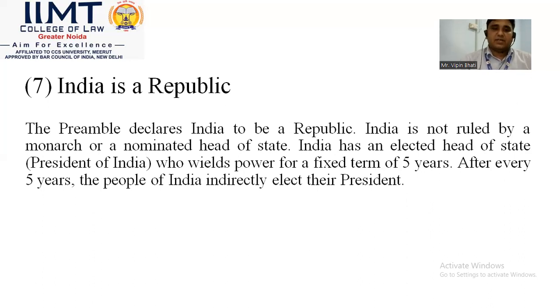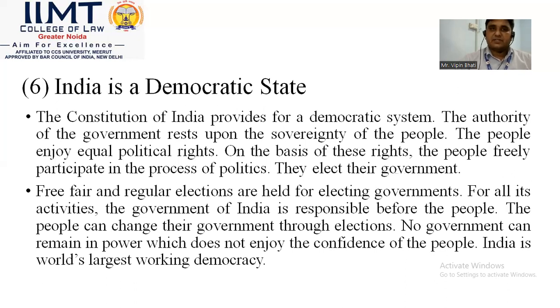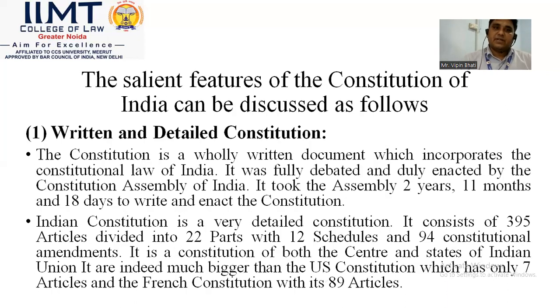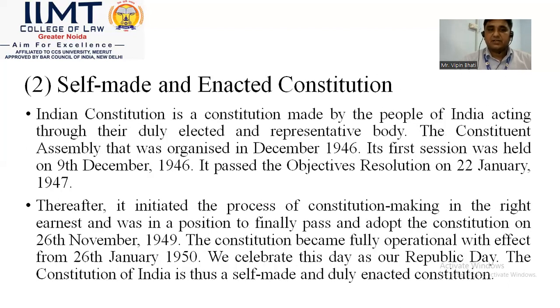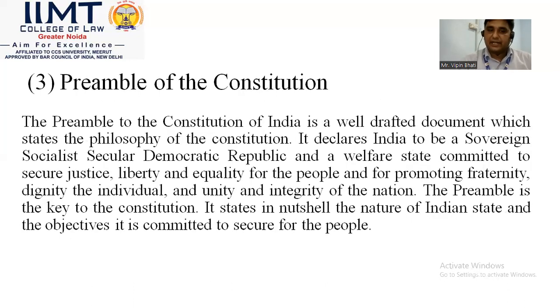So this is all about the nature of the Indian Constitution and salient features of the Constitution of India. When we are talking about the salient features, the Constitution of India is a written and detailed constitution having 395 articles, 22 parts, 12 schedules. It is self-made. A committee was framed to make the constitution. It was enacted on 26th November 1949, which is observed as Law Day, and it fully commenced from 26th January 1950, which is celebrated as the Republic Day of India.